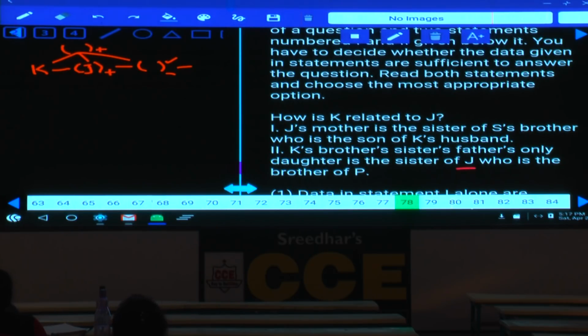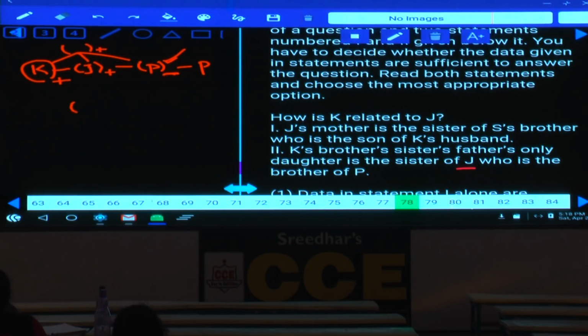And J is the brother of P. This J is the brother of P. Now, P can be here or P can be there. In all the cases, K is having a brother. Now, K's brother is there. Now, this sister can be this person or this person. Then, what is the gender of this K? Isn't it? The gender of this person is male or female. As of now, only daughter is this P, this person. Then, this person is a male.